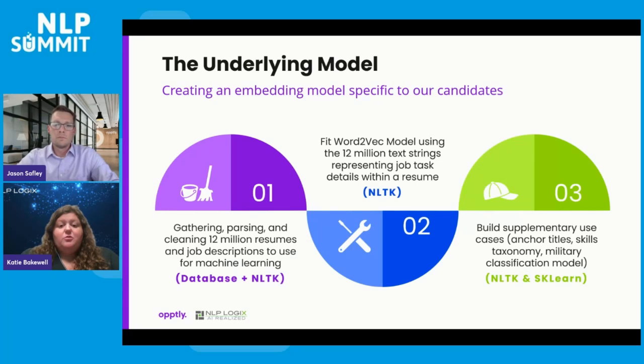All right, so we'll first talk about how we built the underlying model. The underlying model started with 12 million resumes and job descriptions. So we pulled data for 12 million resumes and then cleaned and parsed that data, getting it all into a database structure, and then using NLTK to clean it, take out things like stop words, and really just replace data where we can, to make sure that we have the cleanest possible set of data.